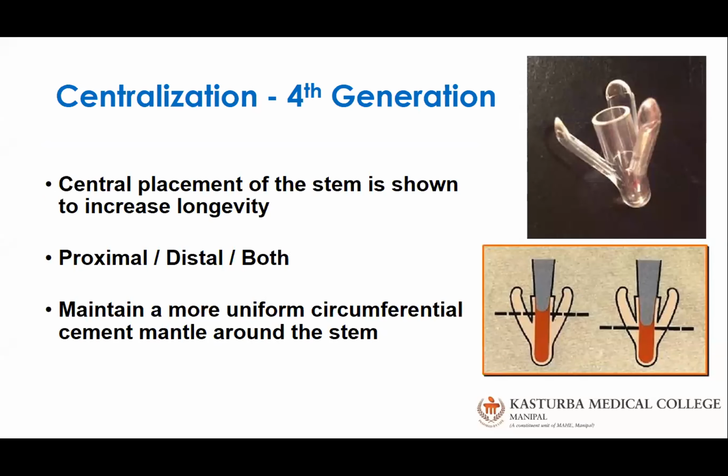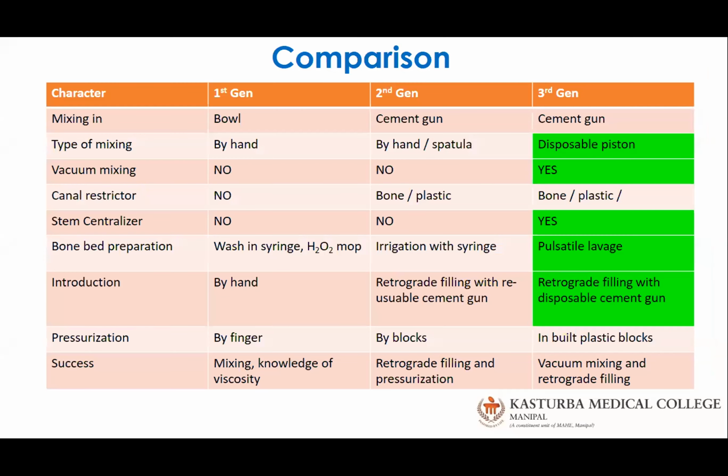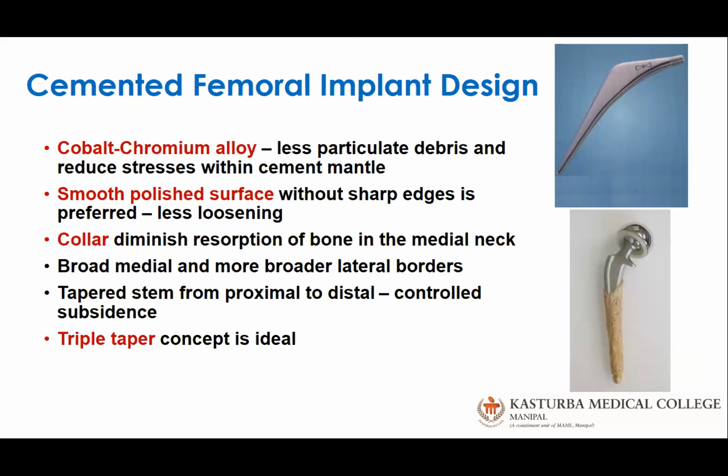The 4th generation used centralizers, distal centralizer and also proximal centralizer. This maintains a uniform circumferential cement mantle. Moreover, it prevents valgus and varus of the stem. It helps in long-term survival of the prostheses. This tells you how we have moved from 1st generation to 2nd generation to 3rd generation, and now to the modern cementing technique with the 4 pillars, that is the 4th generation of cementing. All the advancement has occurred so that the survival of the prostheses is greater.